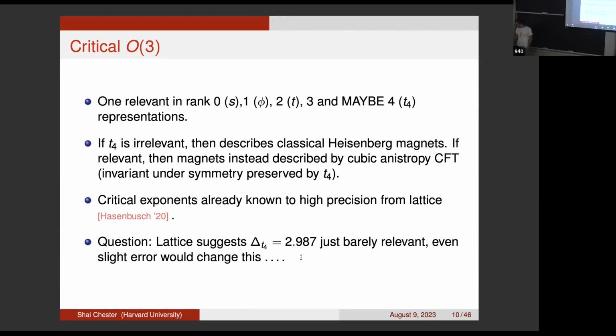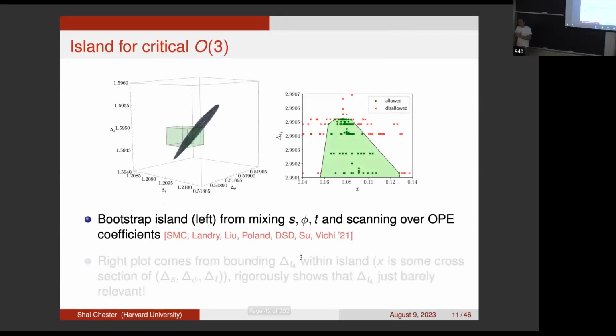Okay, so the lattice from that paper suggested it might be 2.987, so maybe just barely relevant, but even a slight error would change this. So this is another example where we need high precision bootstrap studies. We did that a couple years ago, and we got an island here. This island was roughly the same size as the Monte Carlo estimate, so we didn't necessarily beat Monte Carlo in this case, but the advantage is that, first of all, our method is rigorous, and we were able to give a rigorous bound on the value of this rank 4 operator. That's the plot shown on the right.